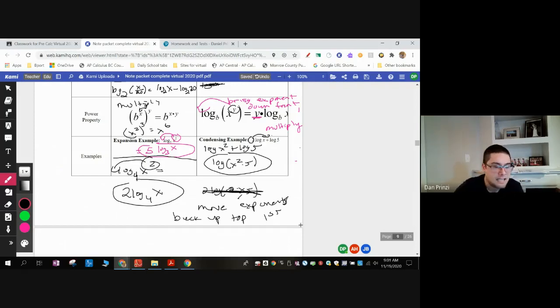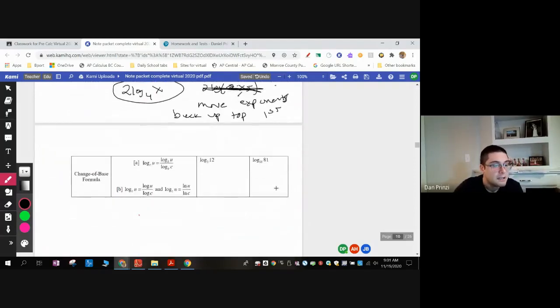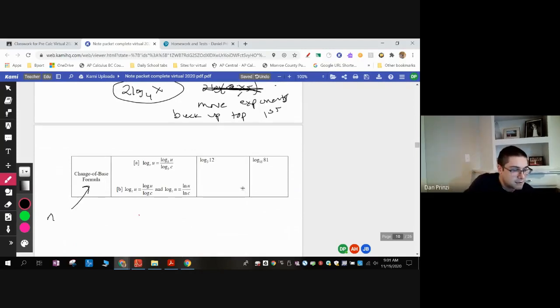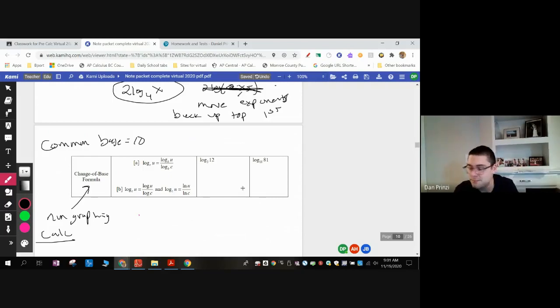Okay. And then the last one, I feel like this is more for the MCC kids, but I'll show you. There's a formula called change of base. This is very much a non-graphing calculator topic. But if you need it, here's how you do it. Remember, the common base is 10. I may ask you guys to do a problem with it at some point coming up. On your little scientific calculators, when you type log, it's always base 10. So you didn't have a way to calculate non-base 10.